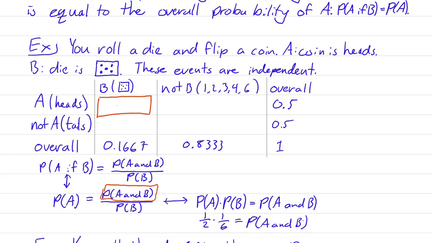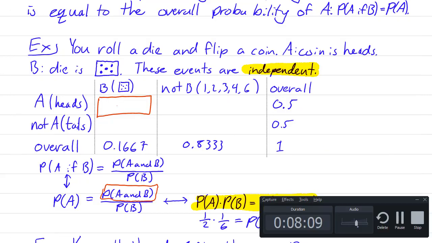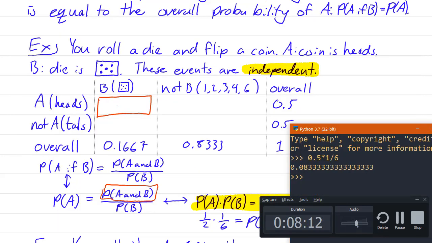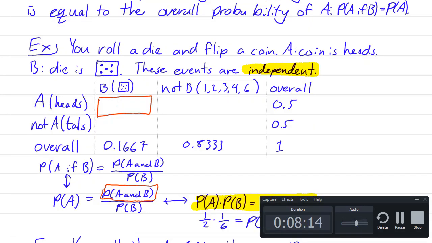So if events are independent, this is a way you can find the probability of both of them happening. And you could also just multiply the decimals. You could do 0.5 times 0.1667, and you'll get 0.0833, I believe. Yep.